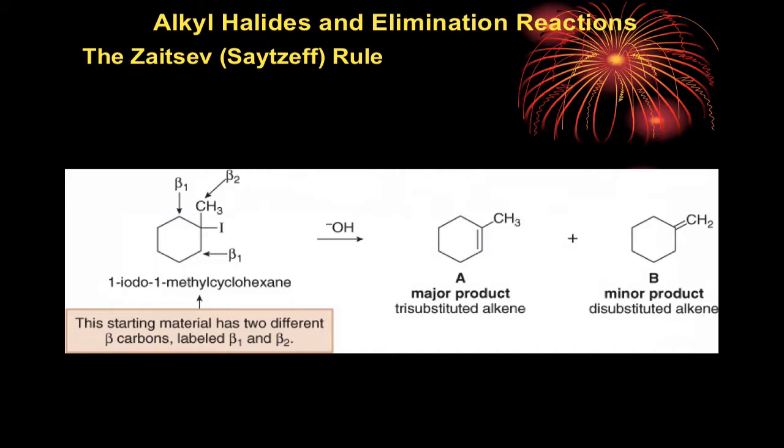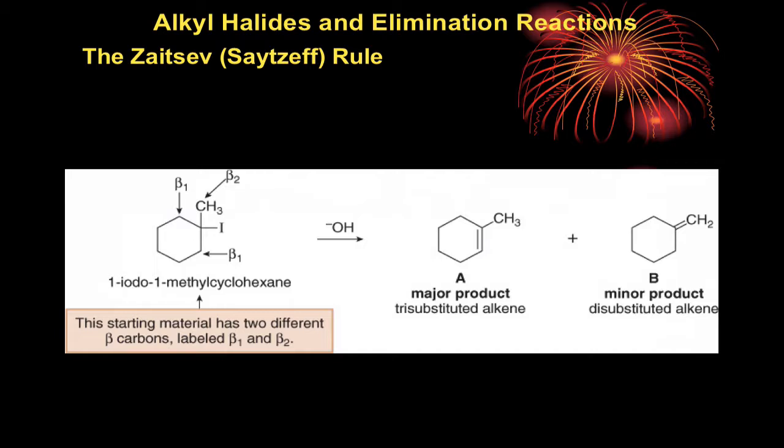I've always described it in layman's terms as the carbon atom with the fewest hydrogens loses the hydrogen. Right? Zaitsev's rule is stealing from the poor and giving to the rich. The carbon that has the most hydrogens gets to keep its hydrogens. The carbon with the fewest hydrogens loses out.